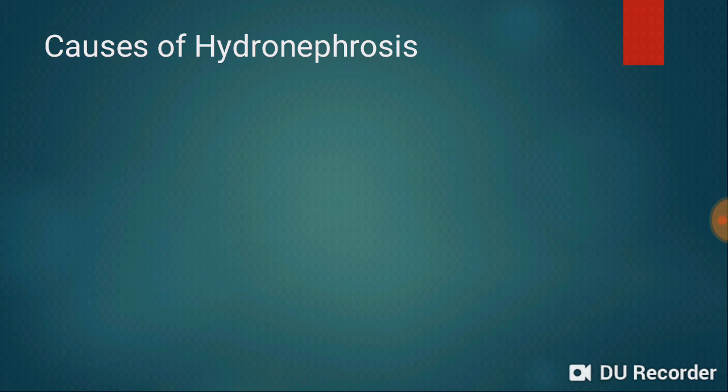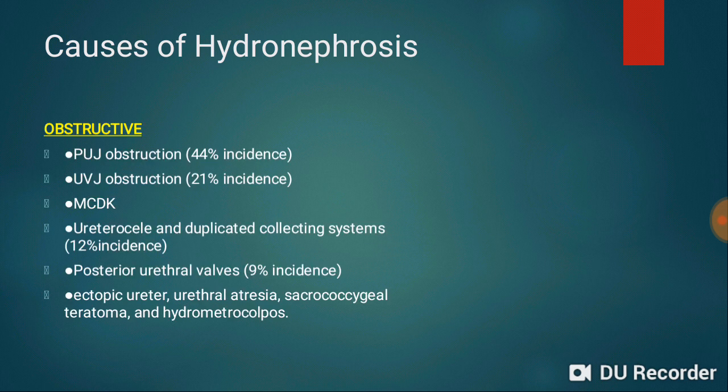Now, what are the causes of hydronephrosis? Before going further, we have to know the causes of hydronephrosis. It can be obstructive. Obstructive causes include pelviureteric junction obstruction, which has a 44% incidence, ureterovesical junction obstruction, and multicystic dysplastic kidney, which is less commonly termed obstructive.